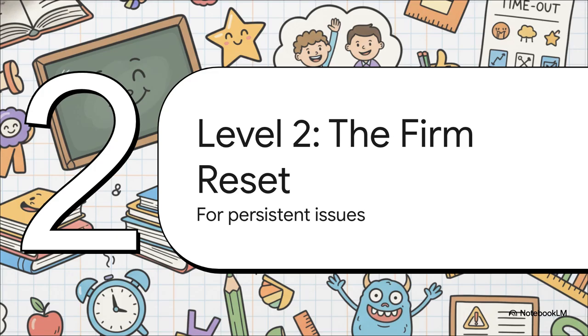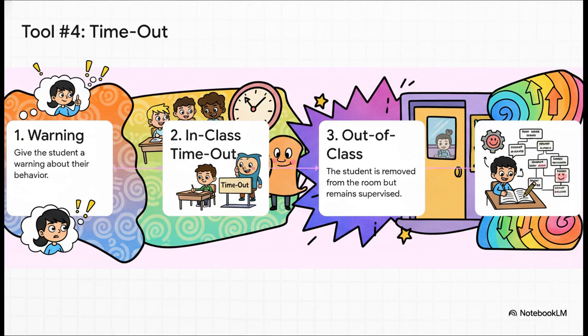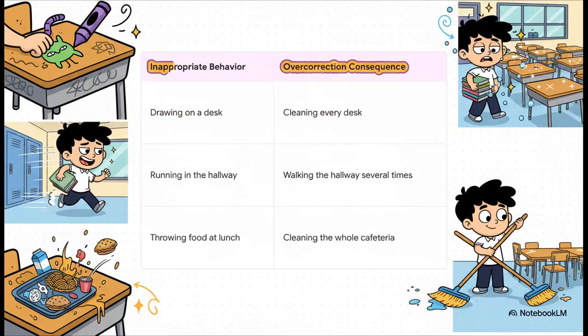Now we're moving up to level 2 of our toolkit. This is where we get into clearer, more direct consequences for those behaviors that just keep popping up. Tool number 4 is the timeout. But look, it's not just go to timeout. It's a whole graduated process. You start with a clear warning. If the behavior continues, maybe it's an in-class timeout. Still no change? Then maybe an out-of-class timeout. But here's the most important part. To come back, the student needs an action plan. They need to tell you what they're going to do differently. That part is crucial.